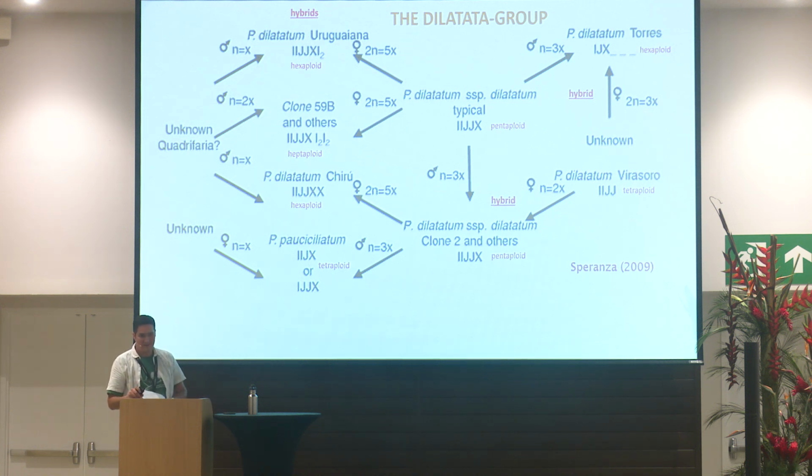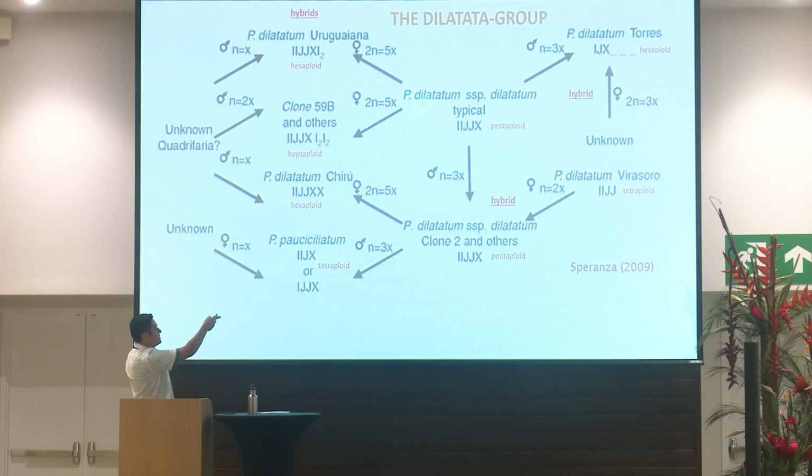This is very crazy. Please don't freak out. I'll try to explain. I'll do my best. So those are the relationships among the entities of the dilatata group, and I will try to summarize it. 13 minutes, okay.